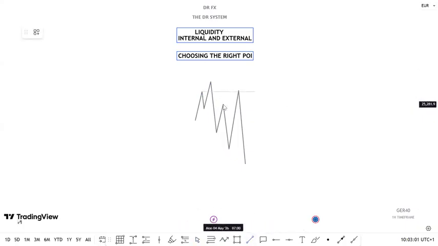So this can be the POI and this can be the liquidity. And this is a very beautiful structure. This is the first structure we trade. Now, how does the second structure we trade look like?